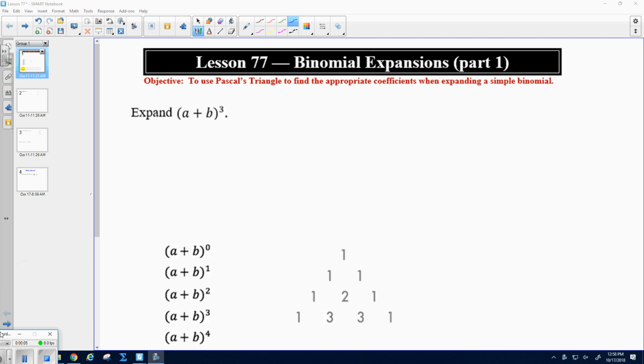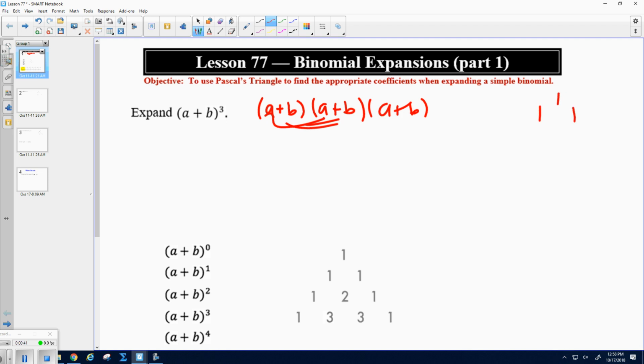So, binomial expansion part 1. We're going to use Pascal's triangle to find the appropriate coefficients when expanding a simple binomial. This is actually the shortcut way. Instead of actually multiplying out a plus b times a plus b times a plus b, you would have to FOIL and distribute, and it takes a really long time. This is a faster way of doing it, especially when you get higher exponents like 4, 5, 6. So Pascal's triangle always starts 1, 1, 1.